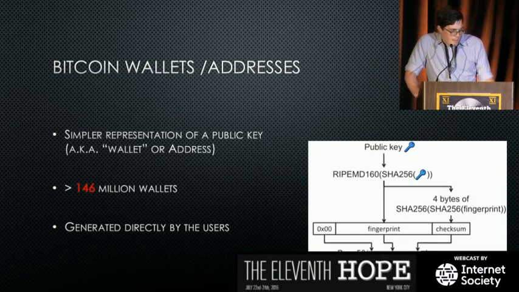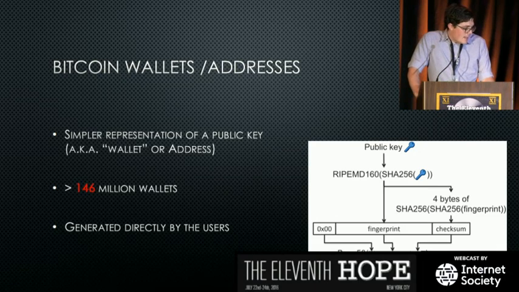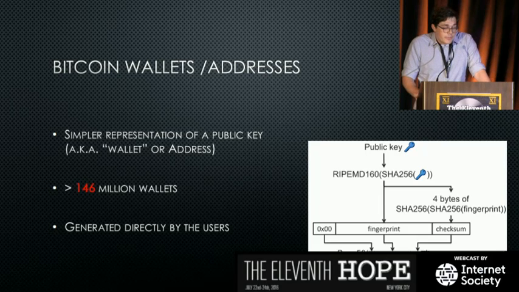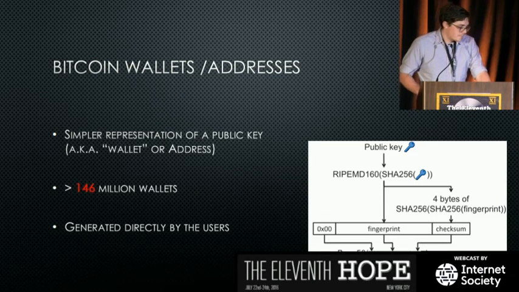We've seen approximately 146 million different wallets. And as I said previously, those wallets or addresses are generated by the user. So on your own machine, with OpenSSL or your own Bitcoin client, it's not a central authority that delivers the addresses. It's the user that generates them directly on his machine. For the rest of the talk, we're going to talk about wallets and addresses. Both mean the same thing.